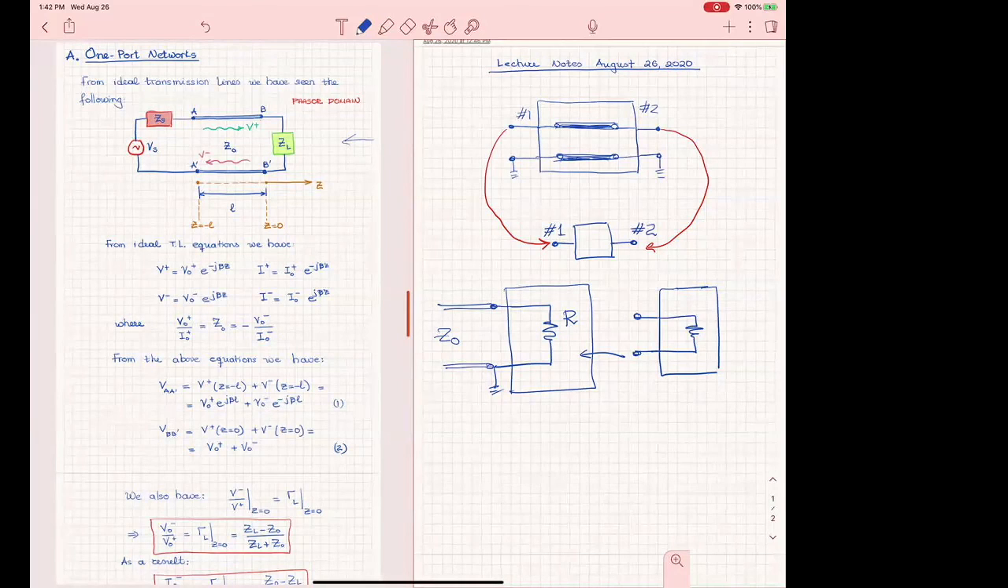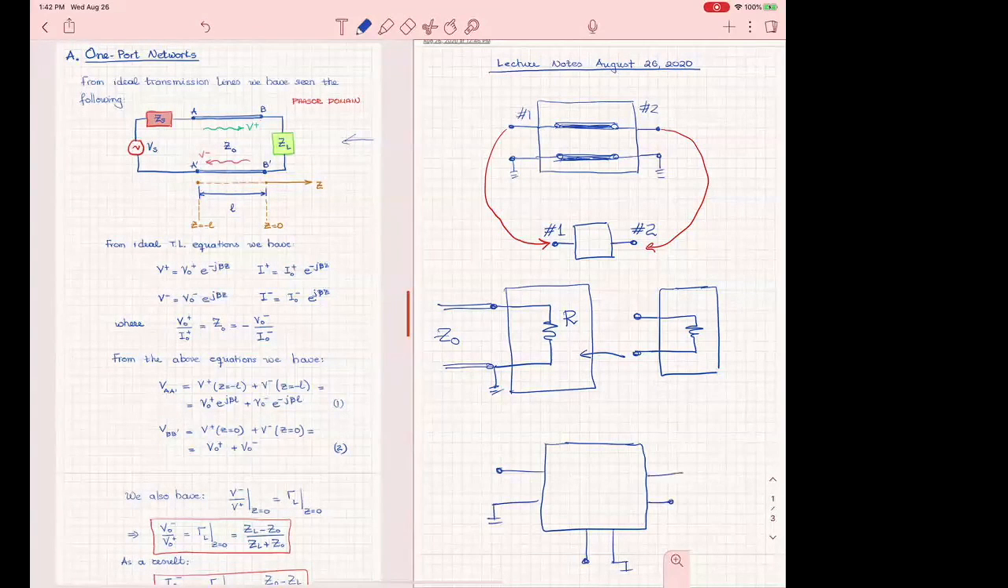There are two port networks like above, and there are multi-port networks. A multi-port network generally can be shown like this. It can be something like that, or it can be square, as a matter of fact. Maybe each side has a port. So here is one, here is one, here is another one, and another one. So this is port 1, 2, 3, and 4.